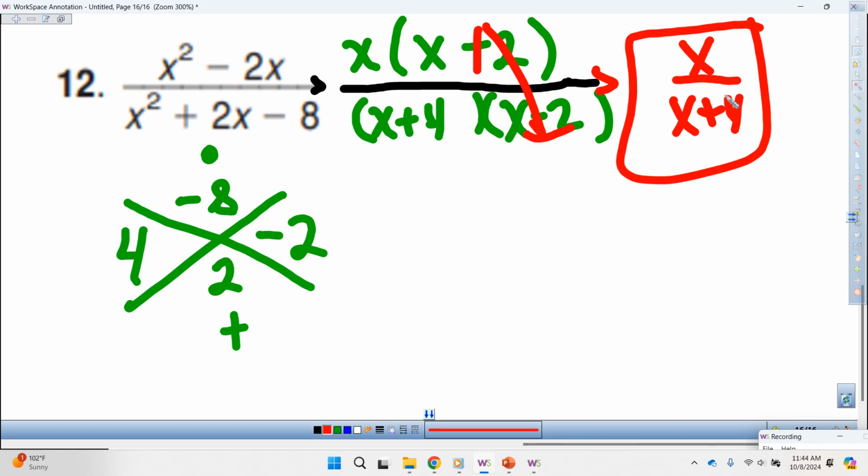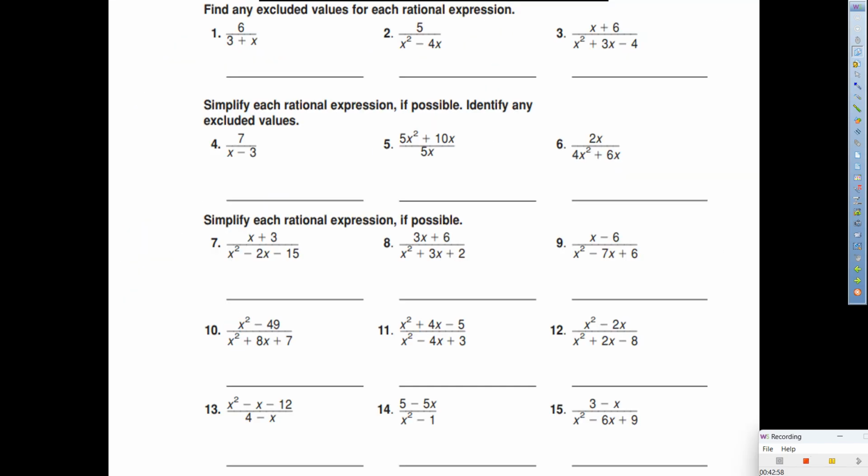Remind your neighbor why we can't take away these x's right here. Why can't we? Joseph, pass him one. Mario, why can't we take out these x's right here? Because of the addition sign. That is correct. Yeah, we can only do it with multiplication. Send that in, please. So, I'm going to stop right there.